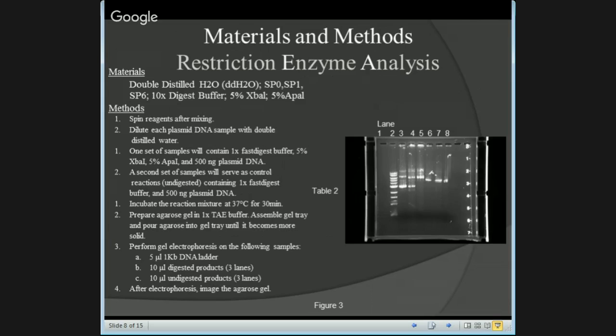We had 10 microliters of digested products, which is 3 lanes, if you see to the right here. And then we had 10 microliters of undigested products, which is 3 lanes. So we had a total of 6. So after the electrophoresis, we imaged the gel, which is to the right.